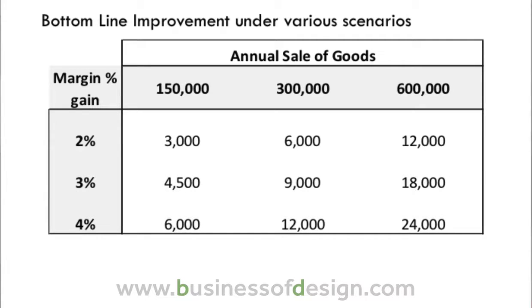You can improve the margin by 3, it's $9,000, and so on. What if your sales are really big, 600,000? Maybe you can move it by 4 points, $24,000. So this is a really big lever that you've got here. And how do you do it?